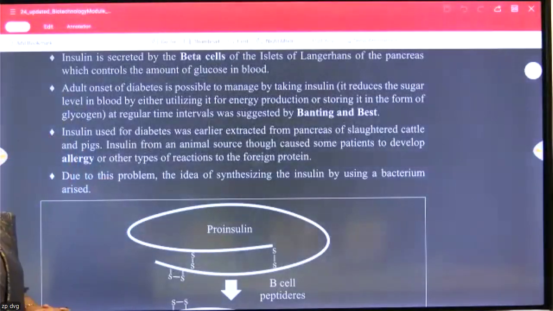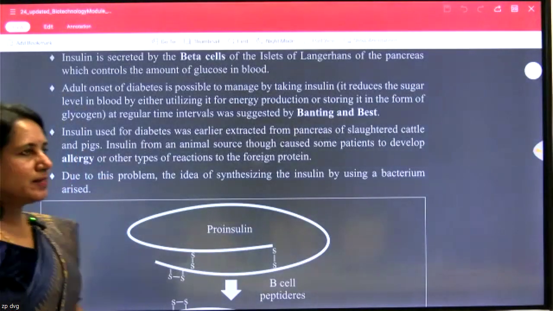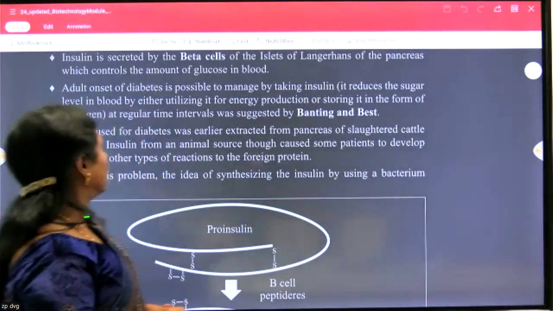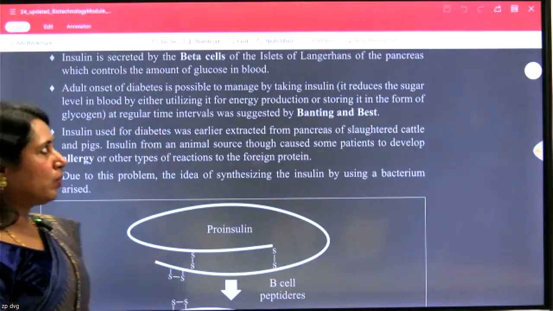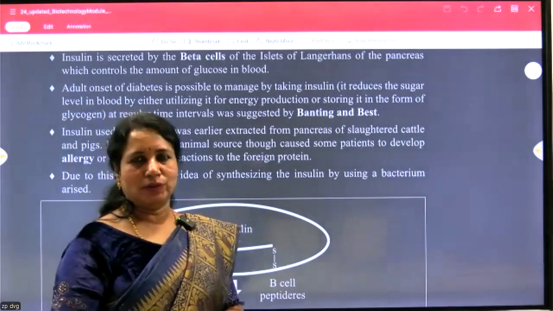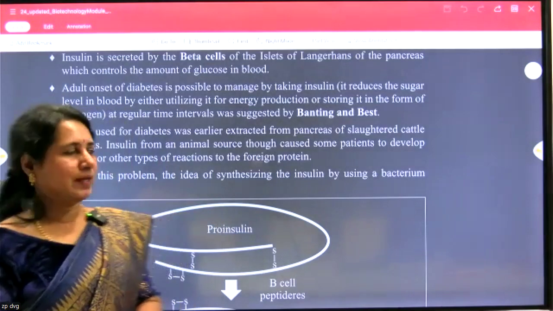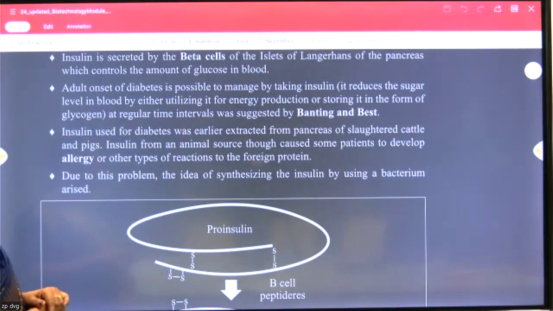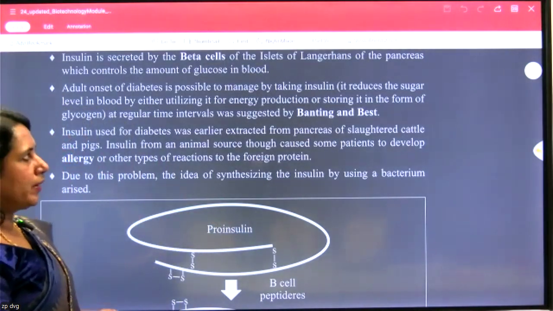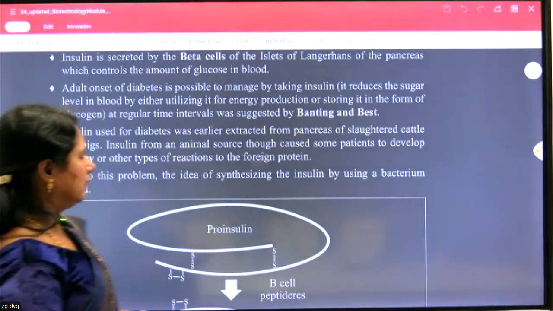So insulin is secreted by the beta cells of the islets of Langerhans of the pancreas, which controls the amount of glucose in blood. Insulin is a hormone that controls the blood sugar level. Adult onset diabetes can be managed by taking insulin.